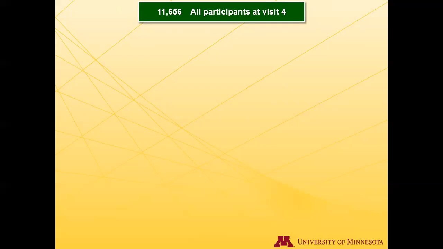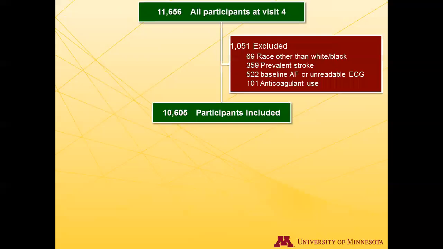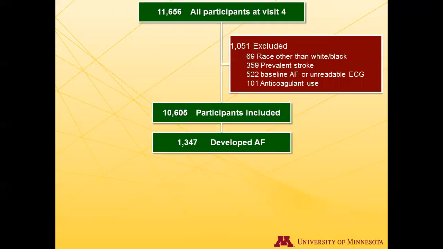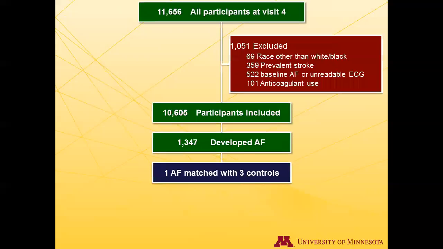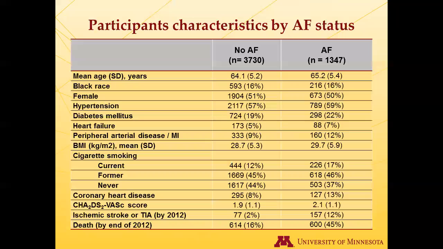All participants who were at visit 4 were close to 12,000 participants. Almost 1,000 participants were excluded because they met the exclusion criteria. That left us with more than 10,000 participants, of which more than 1,300 developed AFib during the course of follow-up. We matched each AFib individual with 3 controls. So that left us with more than 1,300 AFib patients and more than 3,700 controls.